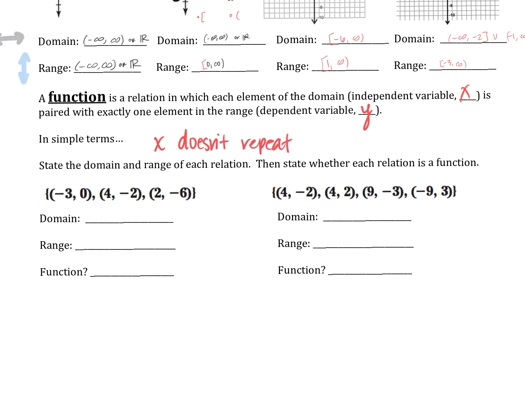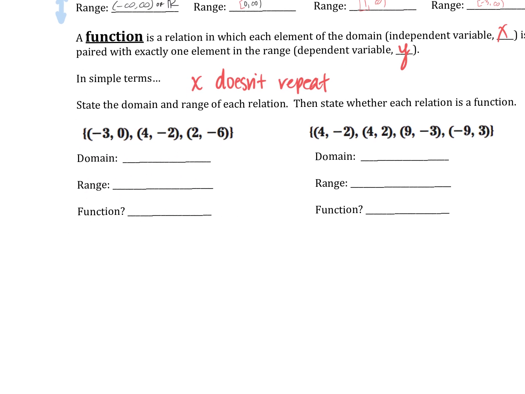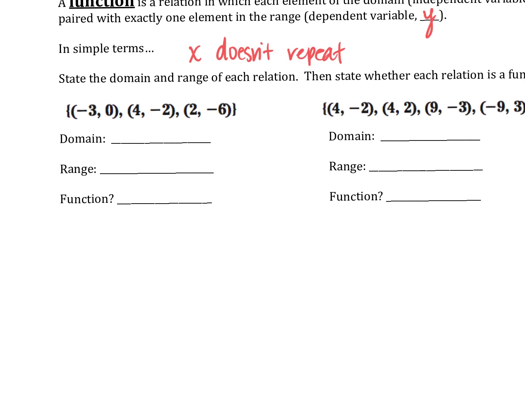So in order to figure out if we have a function, let's go name our x's. The domain is just the x's. What are the x's in this first example? We're going to do our fancy little bracket. -3, 4, and 2. Some people might want to put that in numerical order. I don't care either way. Okay, those are the x's.